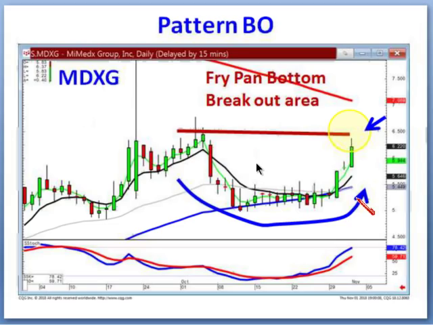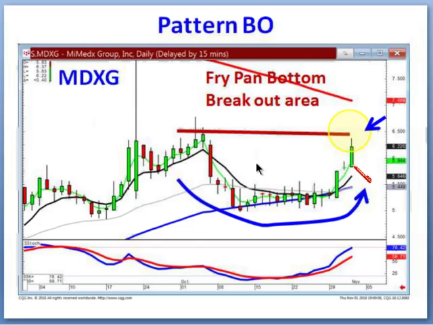Next high degree of probability, if we see a fry pan bottom and it gets to the breakout level, we've got a lot more upside. So we're looking at this breakout level. This became a good entry point. This became an alert.